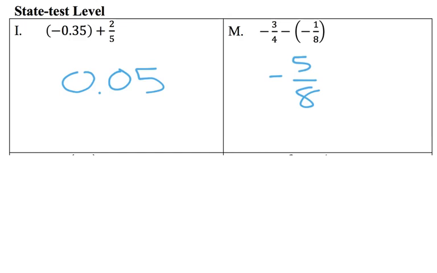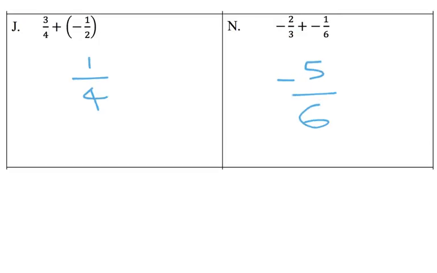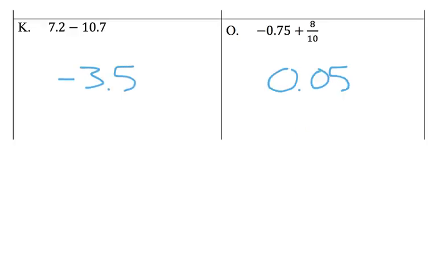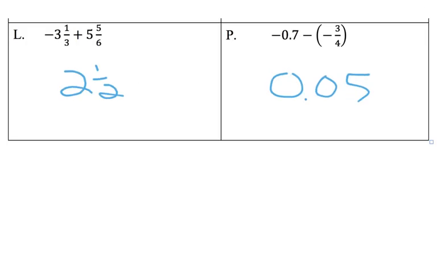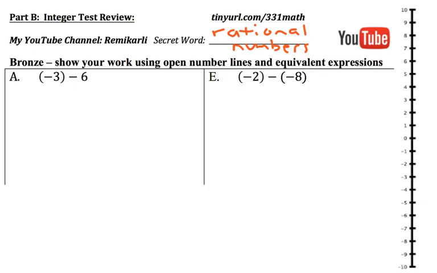On the back, I is 5/hundredths, M is -5/8, J is 1/4, N is -5/6, K is -3 5/10, O is 5/100ths, L is 2.5, and P is also 5/100ths. I gave 3 different answers, or problems that had the same answer. But if I tricked you anywhere, please go over these and make sure you really understand it for Wednesday.